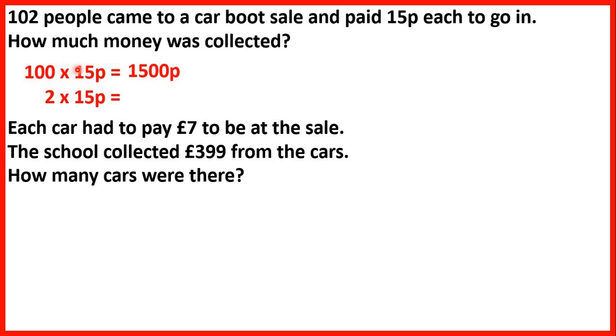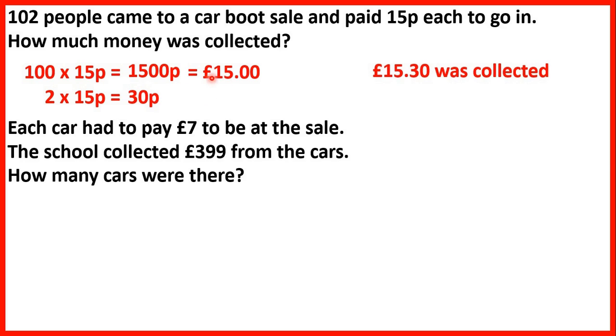So 100 times 15 is 1,500, and 1,500 pence is the same as 15 pounds. 2 times 15 pence is 30 pence, which means putting those together, £15.30 was collected.